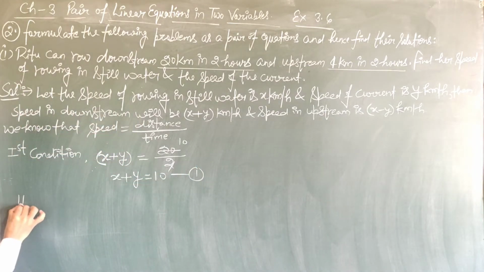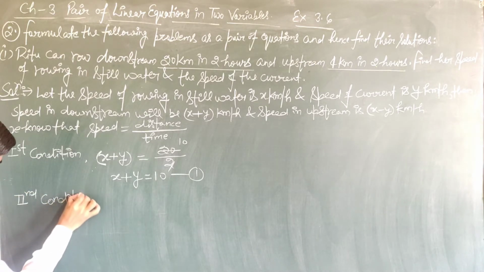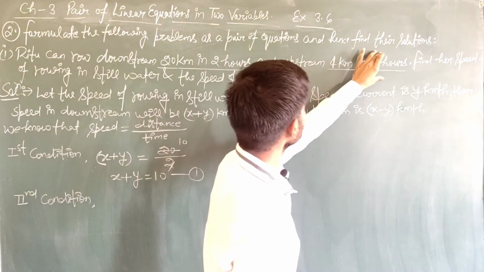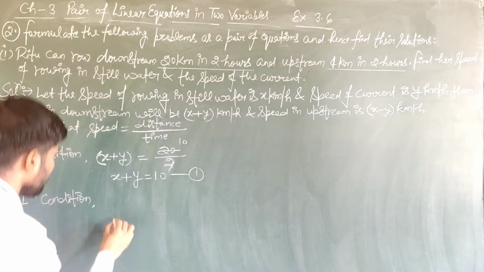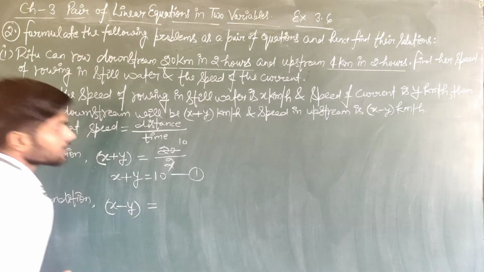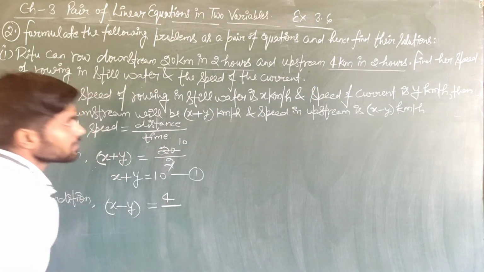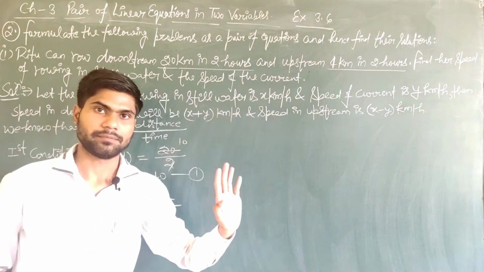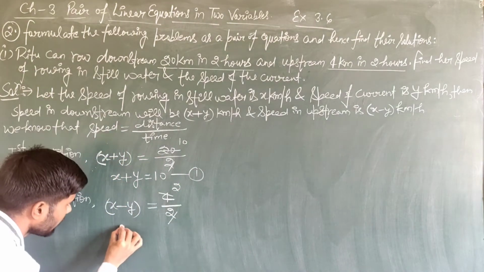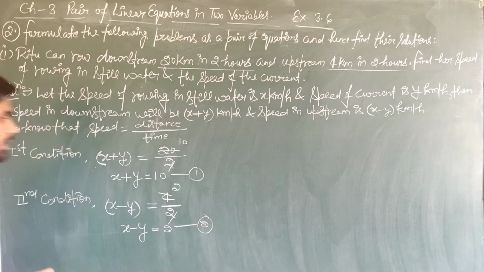And now from the second condition. What is the second condition? 4 km in 2 hours upstream. In upstream, speed is x minus y. The distance is now 4 km and time is 2 hours. The time is the same. 2 times 2 is 4, so x minus y is equal to 2. Suppose this is equation number second.